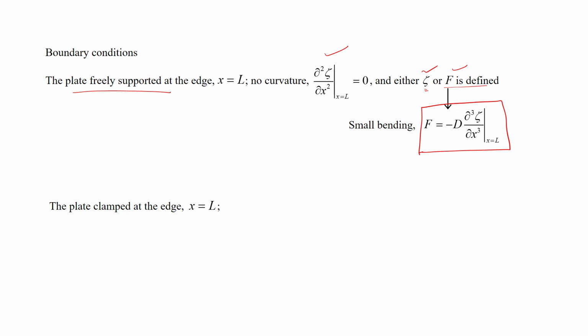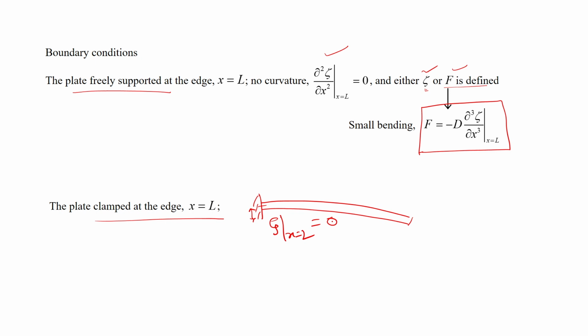Now, if the plate is clamped at the edge, let us say this is a rigid wall and the plate is clamped like that. What it means is that there is no deflection over here. So this zeta at x is equal to L is equal to 0.